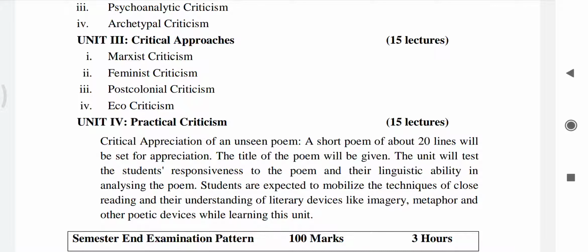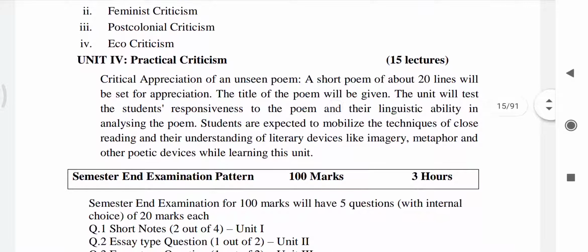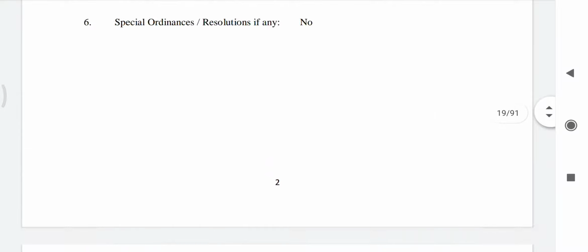There is practical criticism that we need to study also. It stands for reading a poetic line, a poem, and the technical features of the poem that we need to study here. So like this, we have these particular topics that we are going to study.